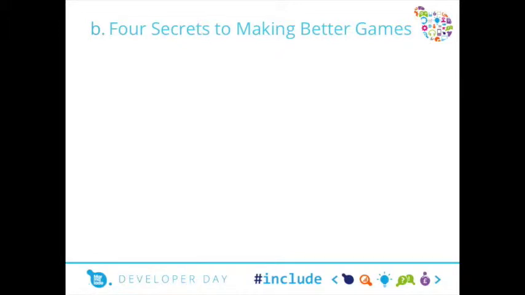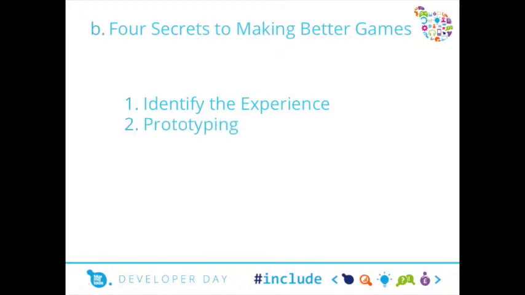The 4 secrets to making better games then, I'm just going to list them out here and then look at each one in a bit more detail. To begin with is identifying the experience, like figuring out what it is that you actually want to make. Then next is prototyping, so does it actually work? Is it the right idea? Then user testing, making sure you're on track and that your users are actually the people that you thought they were, and that their wants and needs are like you expect. Then there's the polishing, making your game as good as you actually can.